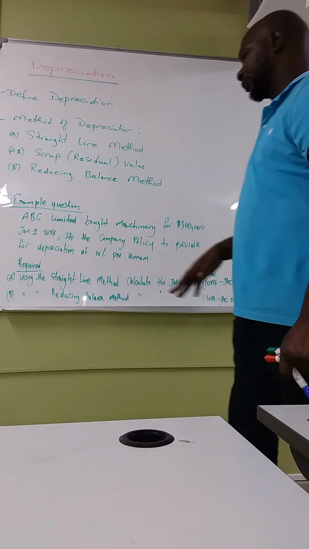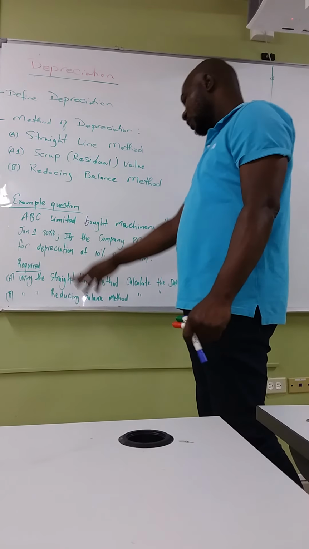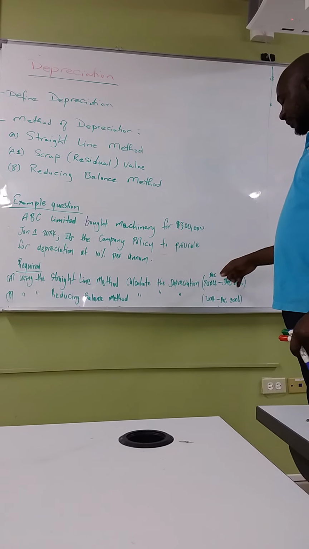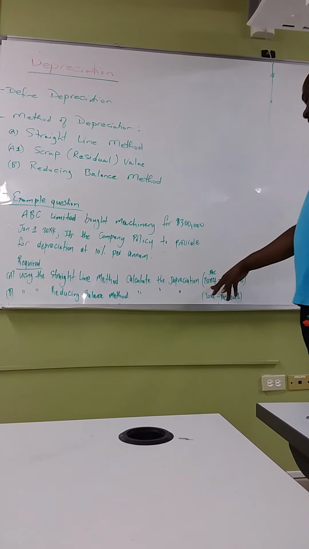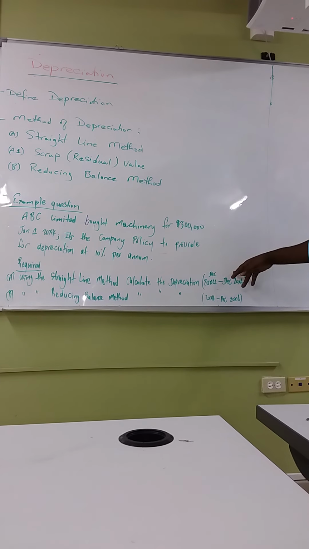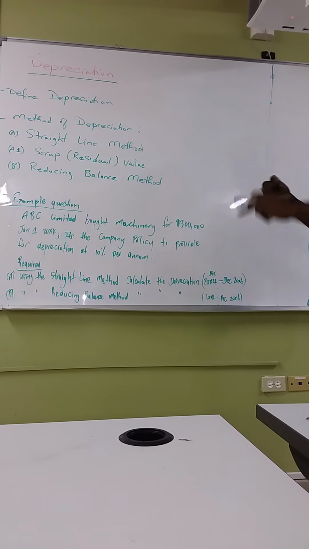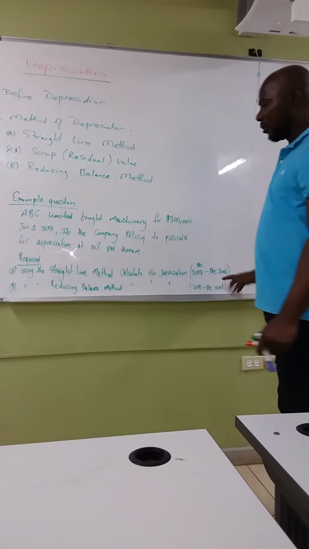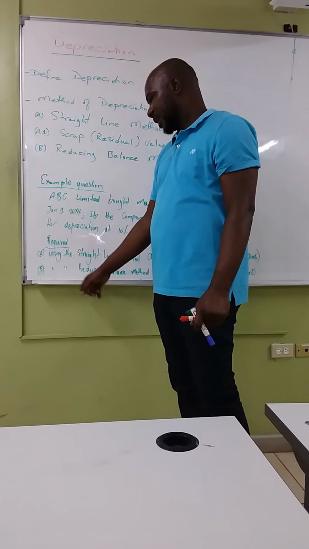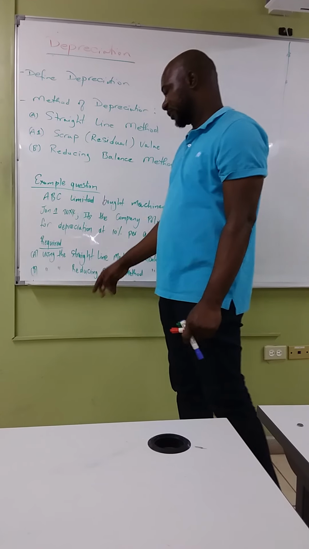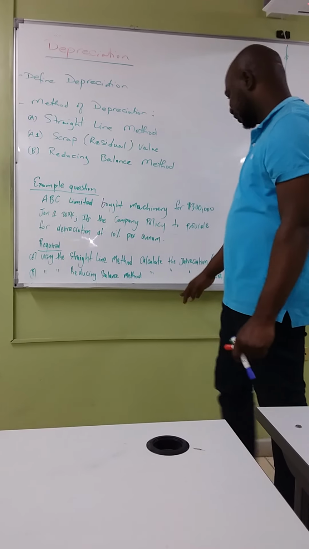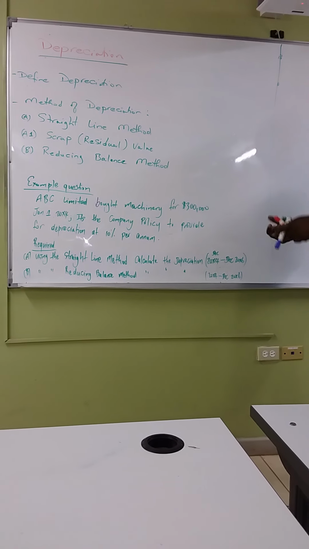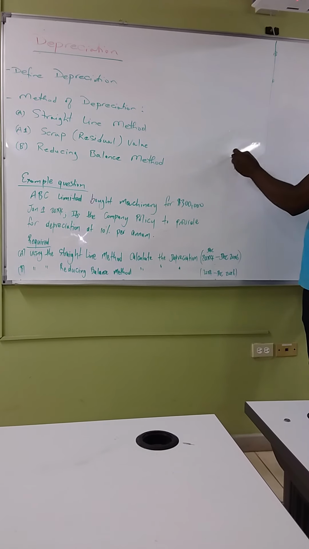Now what they are asking you to do, they say here: Required. Using the straight line method, calculate the depreciation for the year ending December 31st, 2004, and it's going to go up to December 31st, 2006. So therefore it's going to be 2004, 2005, and 2006. And also it is asking you to do the calculation using the reducing balance method. So it says, using the reducing balance method, calculate the depreciation for the same period, which is 2004, 2005, and 2006.